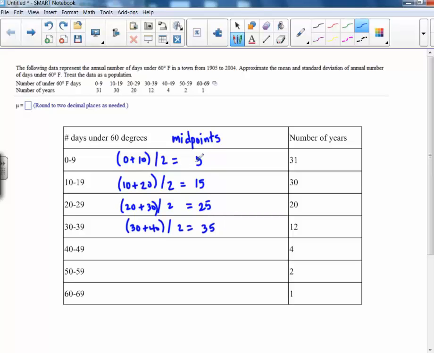So by now you probably see a pattern. Looks like our midpoints are spread out here by 10 points. So 5 to 15 to 25 to 35. We get 45, 55, and 65. So in terms of the calculator, what I'm going to do is put the midpoints in list number 1, and then put the weights, in this case the years, in list number 2. So let's go try that with the calculator.